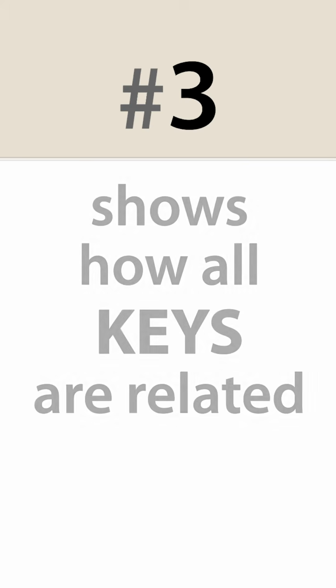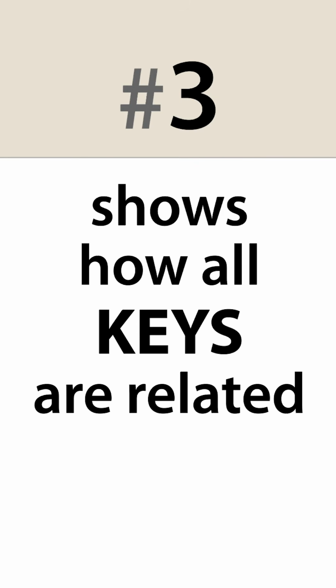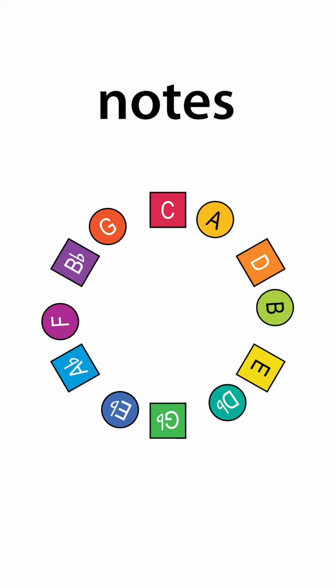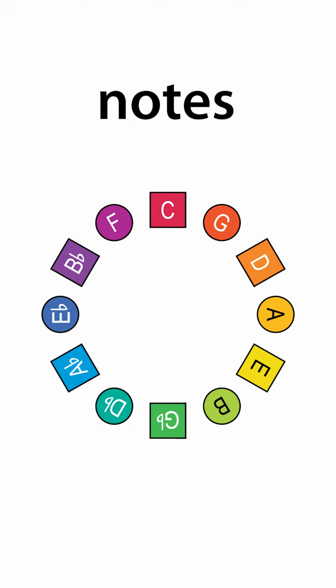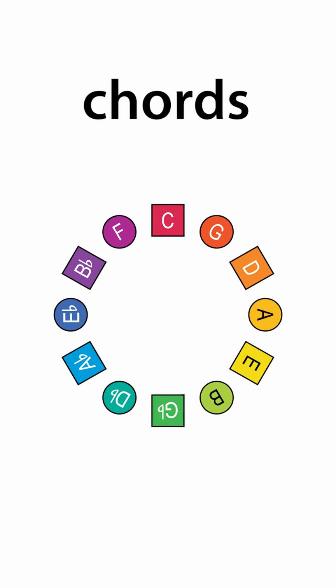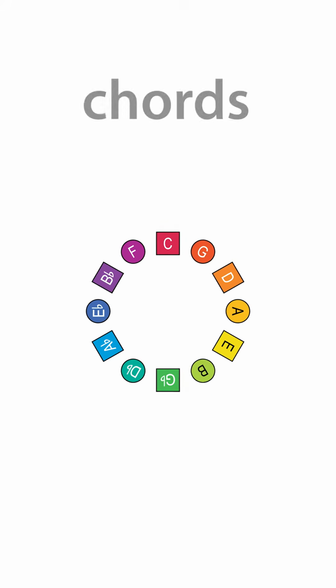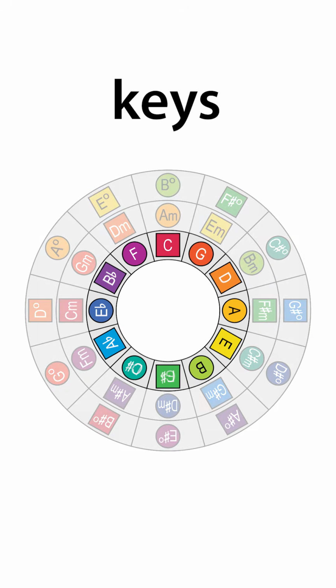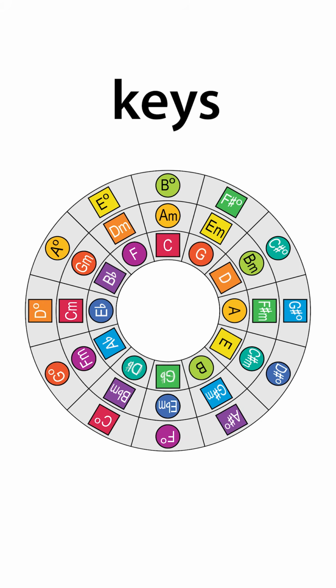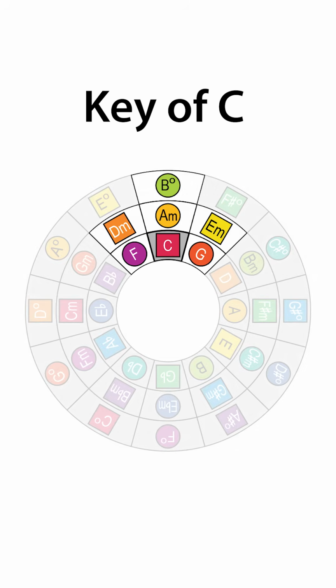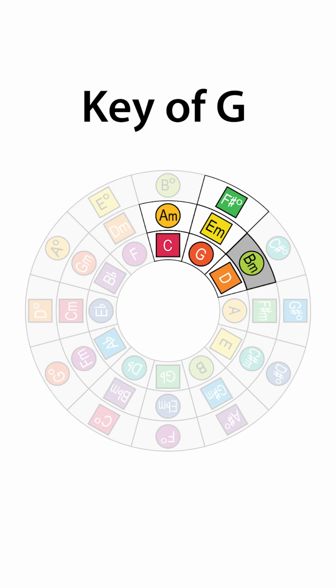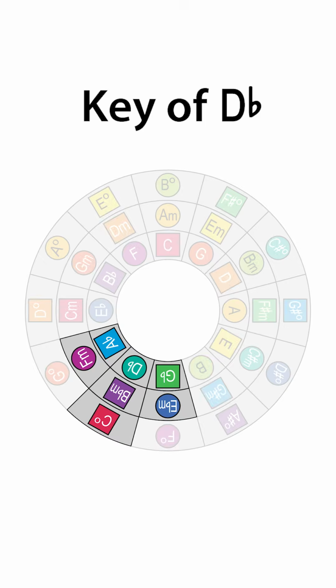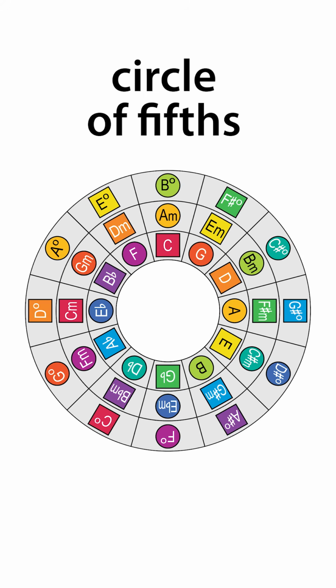And finally, the third reason the circle of fifths is useful is because it shows how all keys are related as well. So at first, we saw how it highlights the connections between individual notes, and how when these colors represent chords, the same harmonic relationships are there. But when you add all of the chords within each key, including all of the minor and diminished chords, you get a complete picture of every key, like the key of C major, and the key of G major, and so on, where you can see the overlap of shared chords between keys.